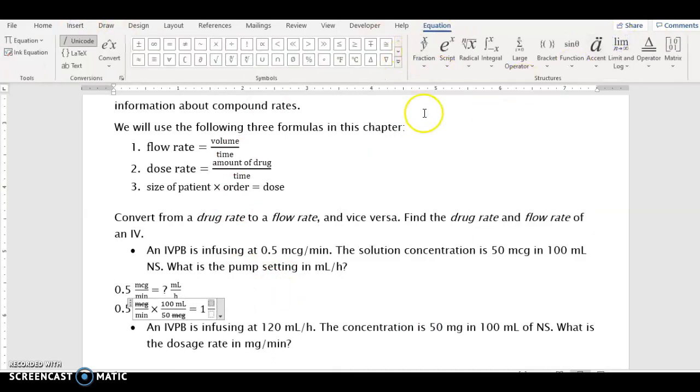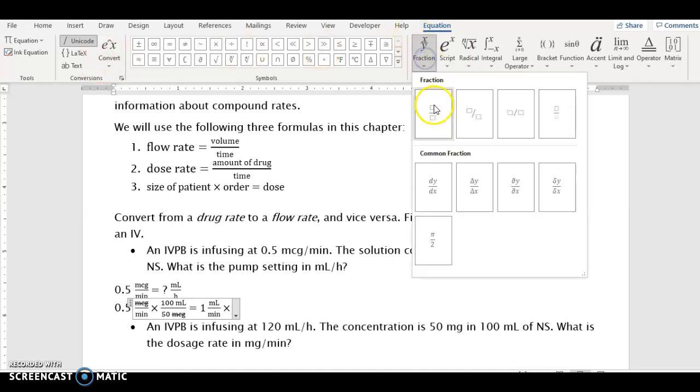So what are the units now, right? In the numerator, the units are milliliters, and in the denominator, we have units of minutes. So 1 milliliter a minute is the flow rate, but we want the flow rate in milliliters per hour. So we want to go from milliliters per minute to milliliters per hour.